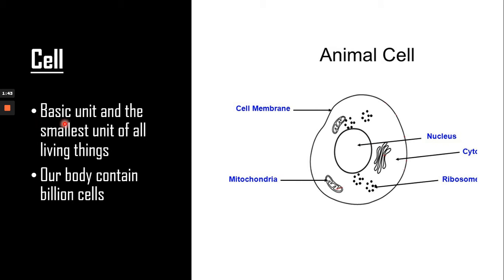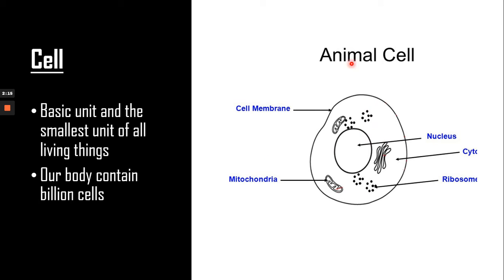So start with the cell. Cell is the basic unit and the smallest unit of all living things. What is the meaning of that? Cell is the basic unit of all body organs. Cell is the smallest one. From the cell comes everything else. And our body, of course, contains billions of cells, not just one cell.